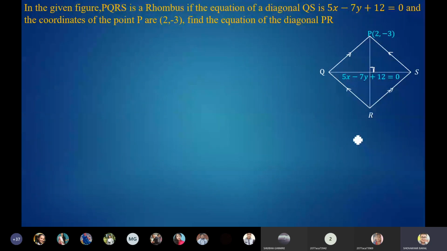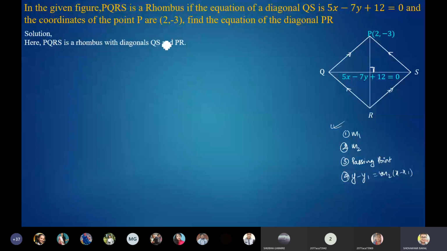So let's use the concept by finding the slope of QS, m1. Let's find the slope of PR, m2, in the second step. And in step number 3, the passing point is given there. Passing point is given. We don't need to find it later. In step number 4, we'll find the equation y minus y1 equals m2 times x minus x1. This is a general outline of how to solve this question. You can write it on one side of a copy. So let's begin. Solution.